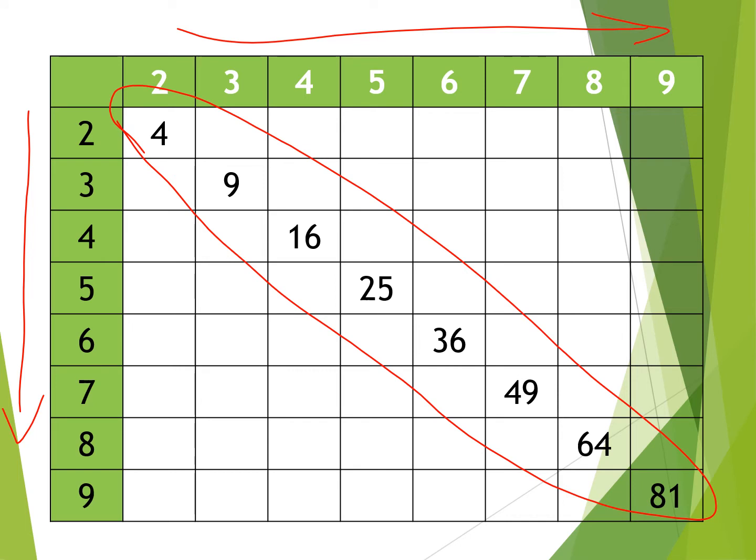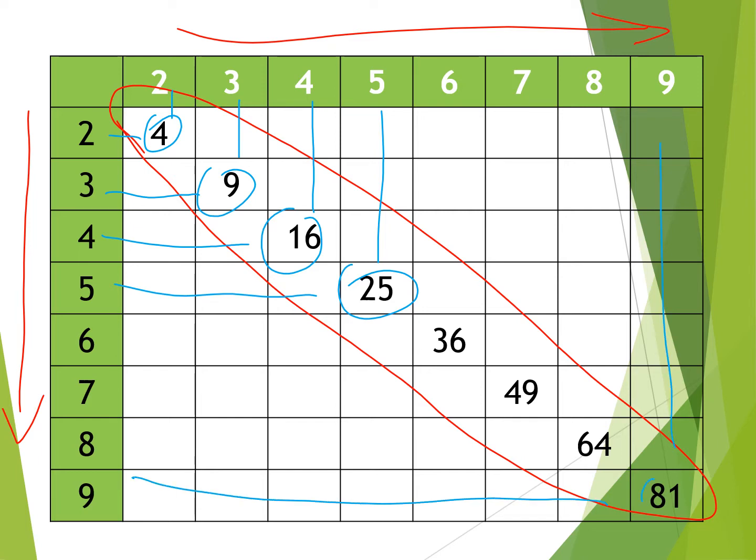Okay, what does that mean? That means that, for example, 4 is 2 times 2. 9 is 3 times 3. 16 is 4 times 4. 25 is 5 times 5, and so on. And then let's do the last one. So 9 times 9 is 81. Okay?